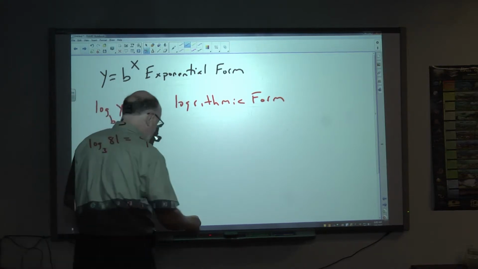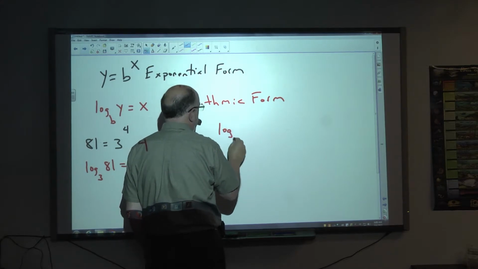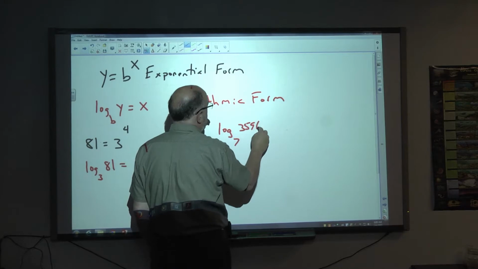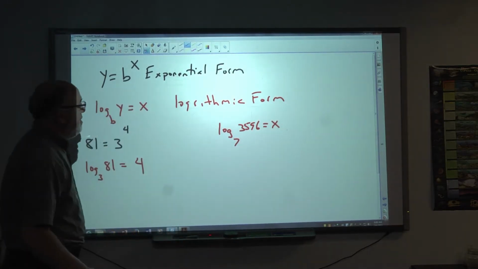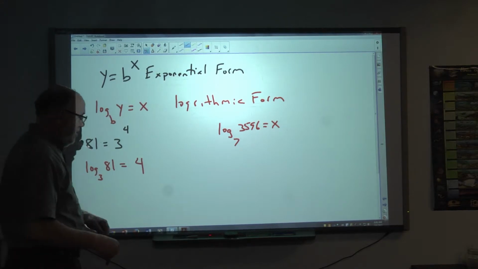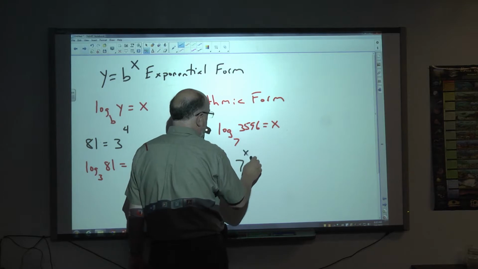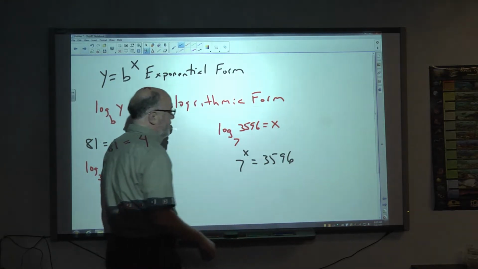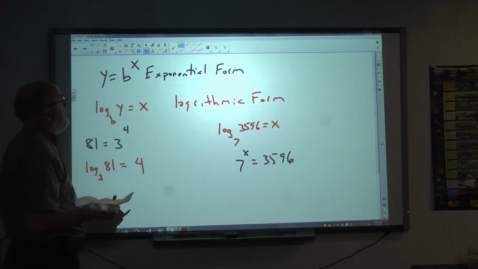And then conversely, given the log form, so if I said the log base 7 of 3,596 is equal to x, and I say, okay, rewrite that in terms of the exponential form, then this would be 7 to the x equals 3,596. Okay? So I need to be able to convert back and forth between the two forms.